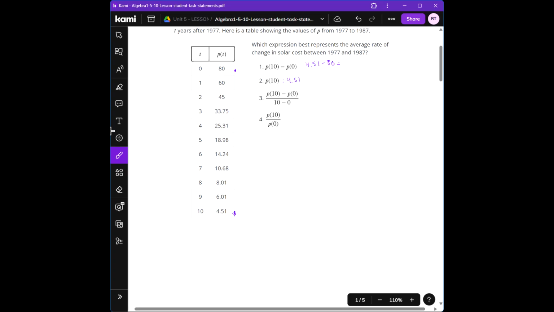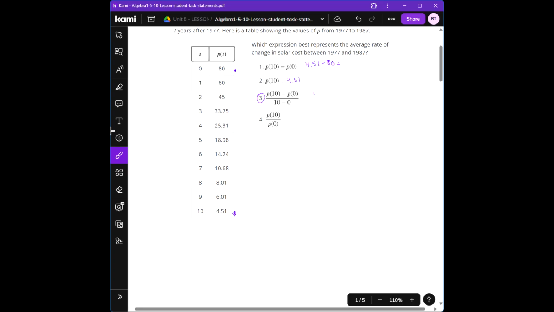When we look at number 4, this is going to be used to identify the percent change from 1977 to 1987, and that will basically give us the percent change. For the average rate of change, we're going to be using number 3.